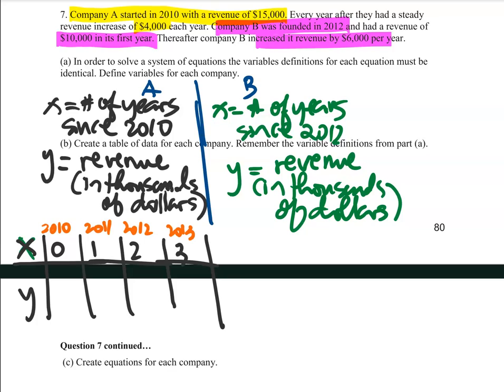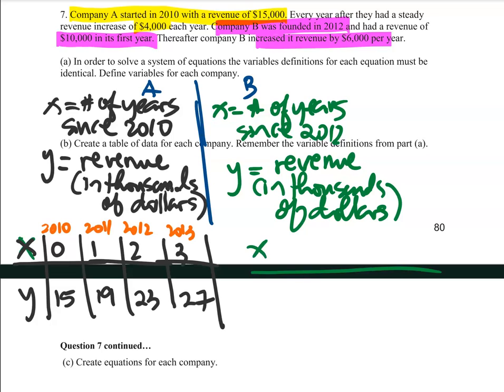They started with a revenue of 15,000, so in thousands of dollars, let's use 15 here, and a revenue increase of 4,000 each year. So 15 plus 4 is 19. 19 plus 4 is 23. Plus 4 is 27. So that is for Company A.